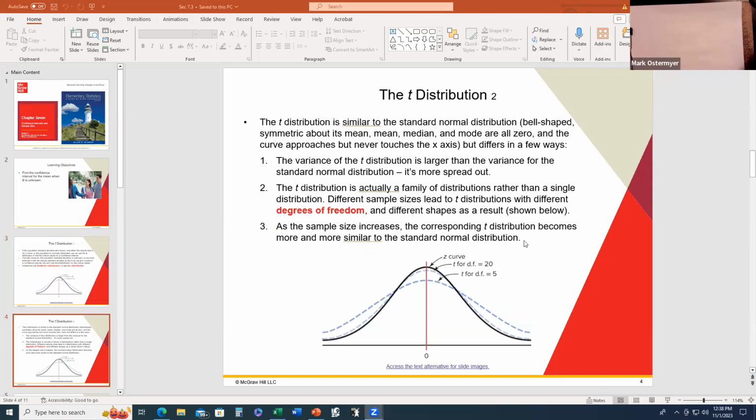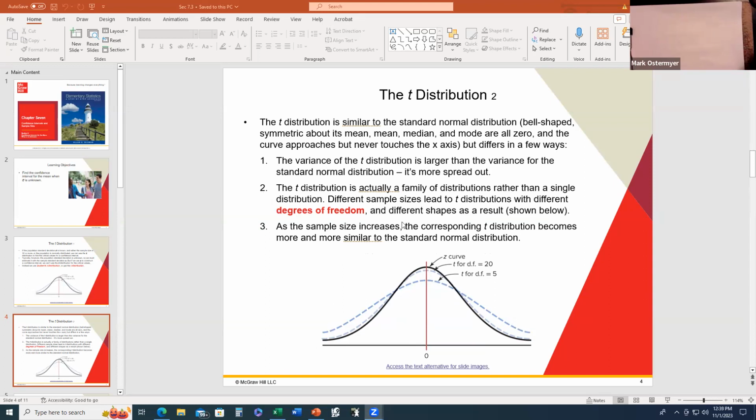All right, the t distribution, like I said, is similar to the standard normal distribution. It's bell-shaped, symmetric about the mean, median, and mode are all zero, like they were for the standard normal distribution. And the curve approaches but never touches the x-axis, meaning that it is asymptotic with respect to the horizontal axis. The variance of the t distribution is larger than the variance for the standard normal distribution. As a result, the curve tends to be a little bit more spread out, a little flatter than the standard normal probability distribution.